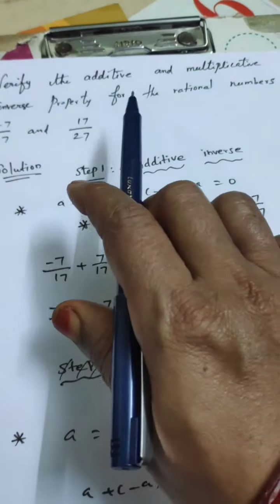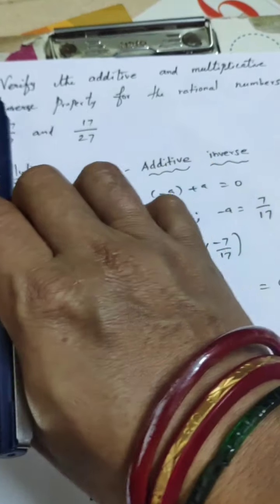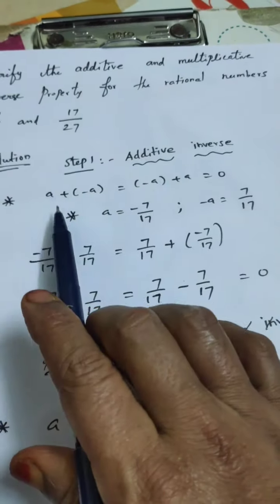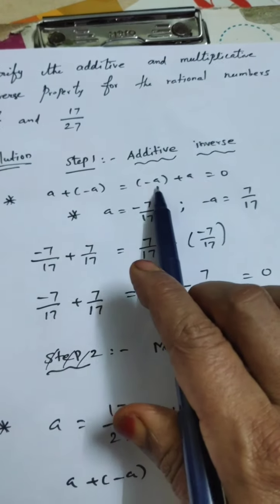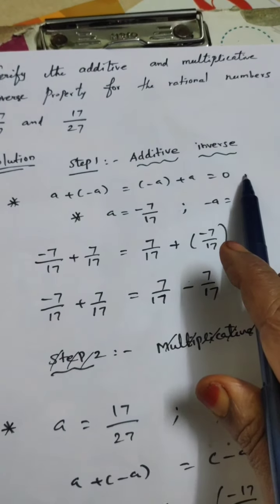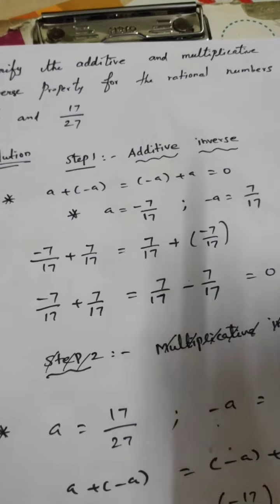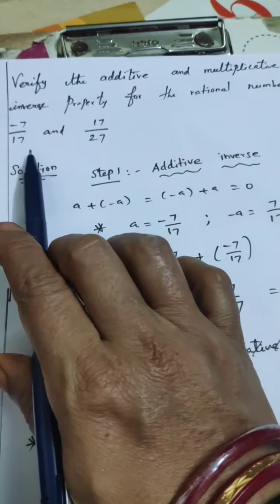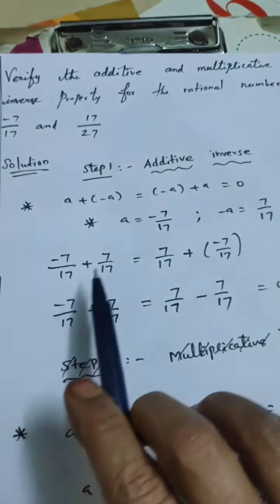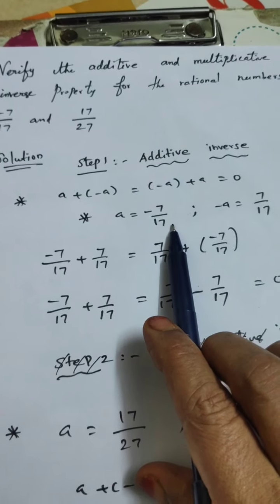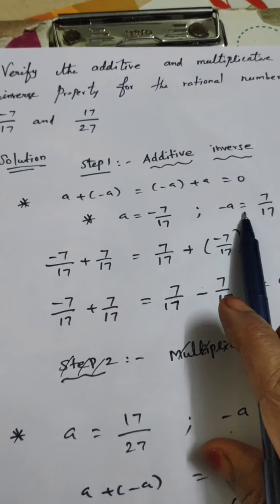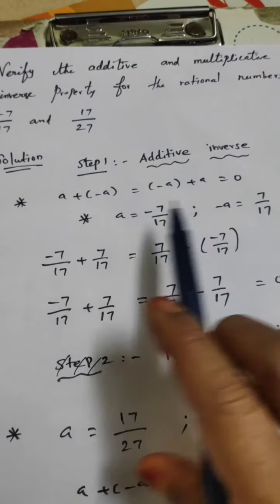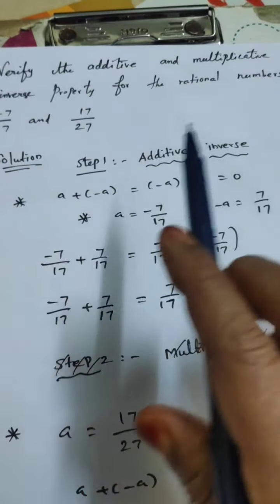See there. Now first step, additive inverse. What is the additive inverse formula? A plus of minus A is equal to minus A plus A equal to 0. A plus minus A, or minus A plus A. Minus A means plus A. So the given value is A value, right? A value equal to minus 7 by 17. What is the minus A? So minus here, the minus symbol changes into the plus symbol. Minus changes into plus, plus changes into minus.